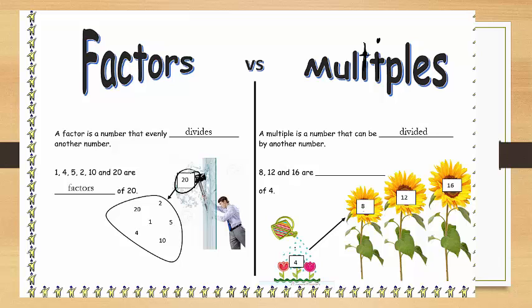So for example, if you were to list multiples of 4, 4 times 2 makes 8, 4 times 3 is 12, and 4 times 4 is 16. So those are all what we call multiples of 4. A good thing to remember is when I think of multiple, I think of M for more. So multiples are going to be more than your starting number. Factors are going to be less than your starting number.